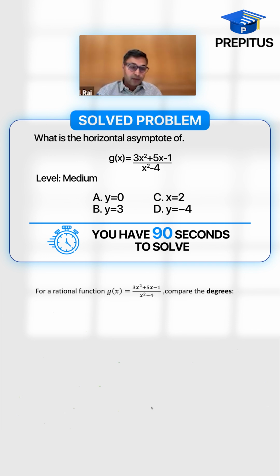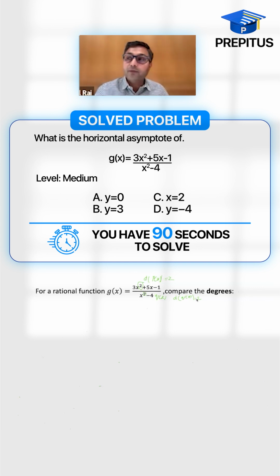When we talk about degrees, that's another concept. What is the degree? That's the highest power of x in the numerator and the highest power of x in the denominator. So this is p(x), the numerator, and the denominator is q(x). What is the degree of p(x)? It's 2. Let's write, degree of p(x) is 2. What is the degree of q(x)? That is also 2.